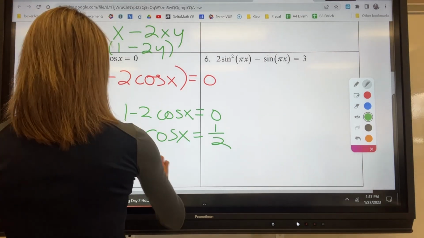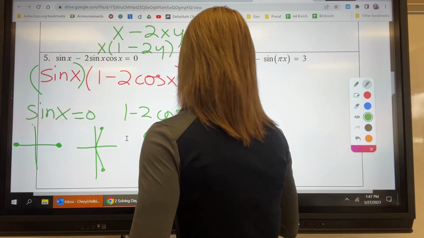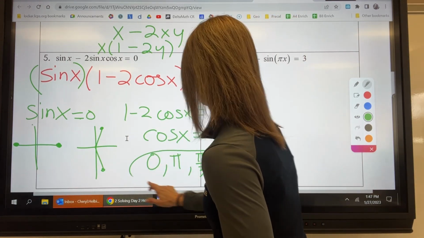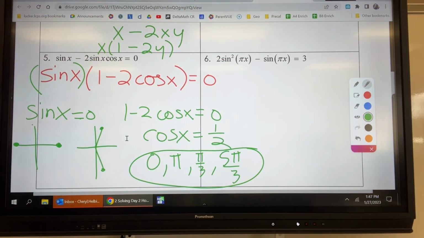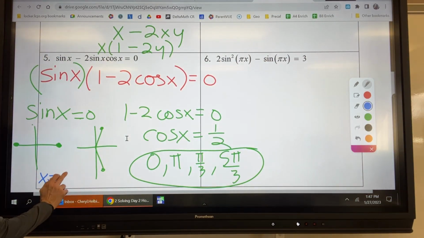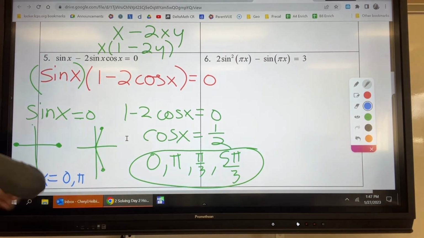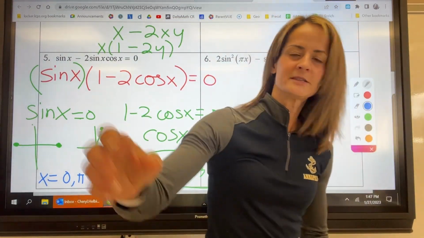So 0, pi, pi over 3. Again, these are not in order, and that's fine, because they're all solutions. Sometimes you might see someone write x equals 0 and then pi over here, and then over here they might write pi over 3 and 5 pi over 3 and then just circle both together. It doesn't matter. All right, let's see if we have more time.